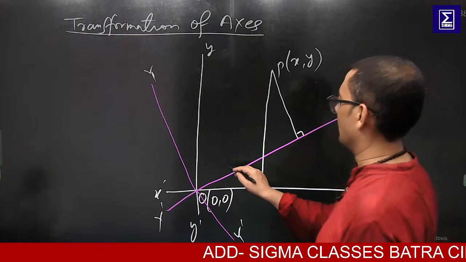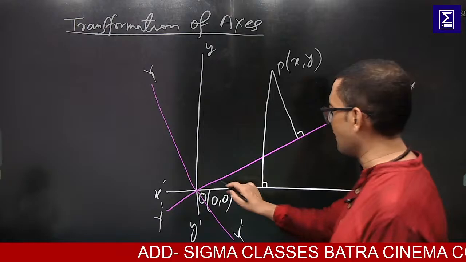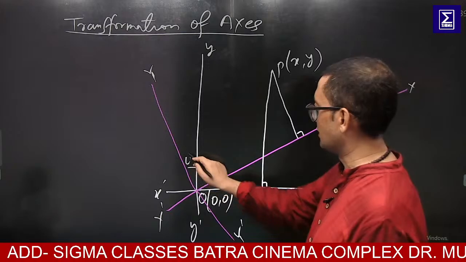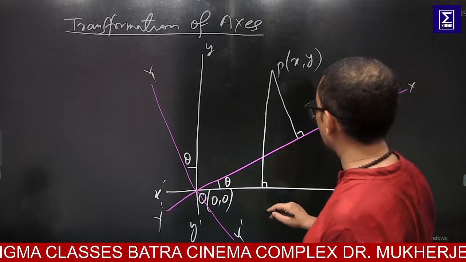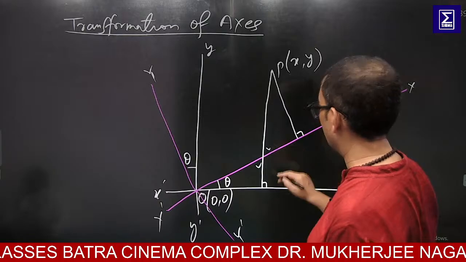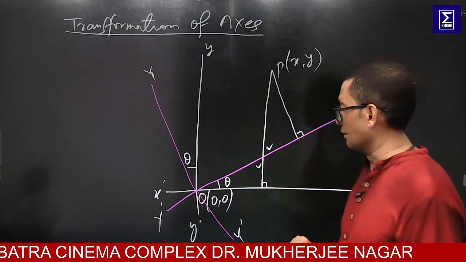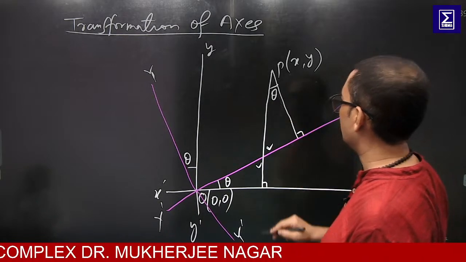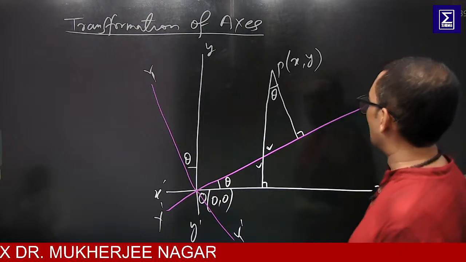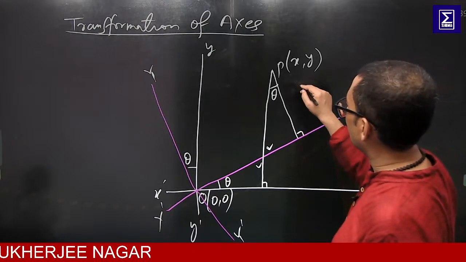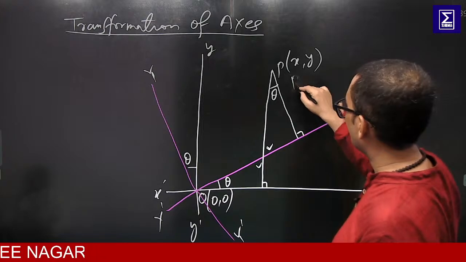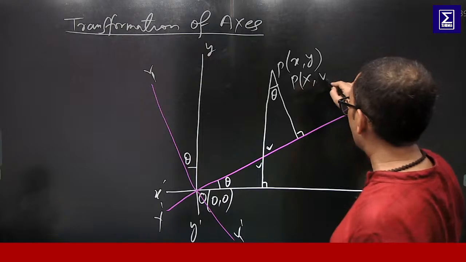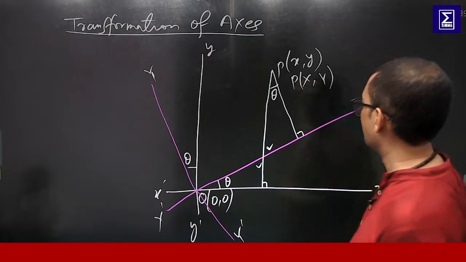Now both the axes are shifting by a particular angle, let it be theta. So this angle will also be theta, and moreover in this triangle, this angle and this angle are vertically opposite angles. This is 90 degrees, this is also 90 degrees, so this angle will also be theta. So let the coordinates of the same point P with the new axes be capital X comma capital Y.